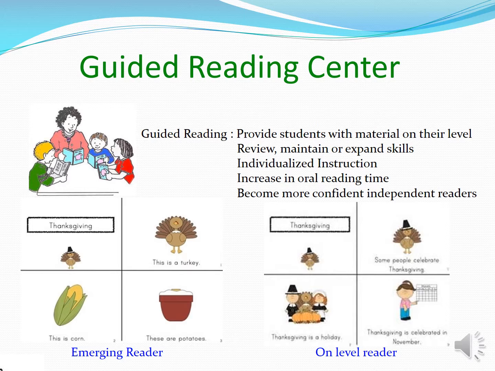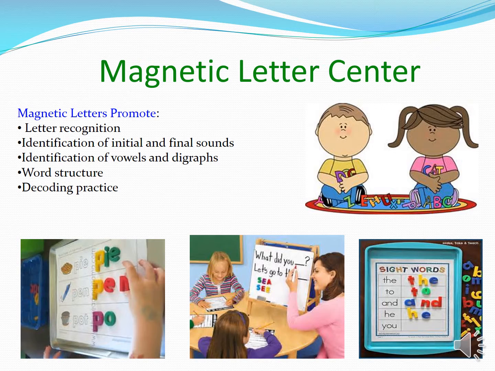Guided reading is probably the most important one because it allows students to practice and apply their skills in a small group setting with you guiding them. Magnetic letters are a cheap way to create a center. You use baking pans and magnetic letters.